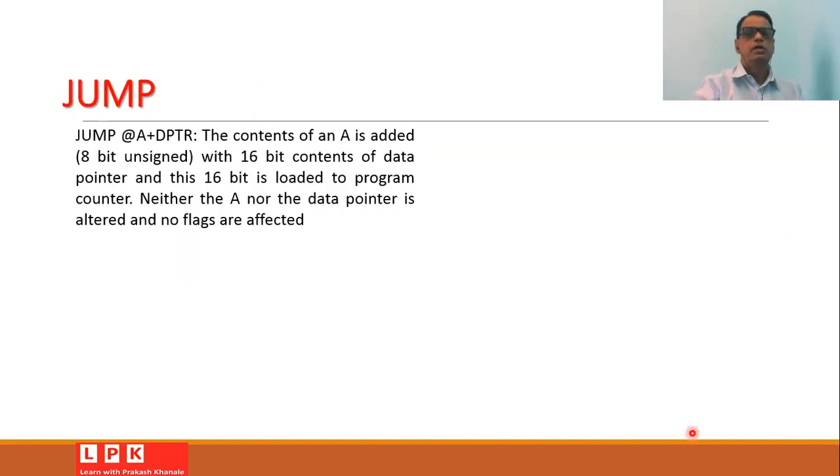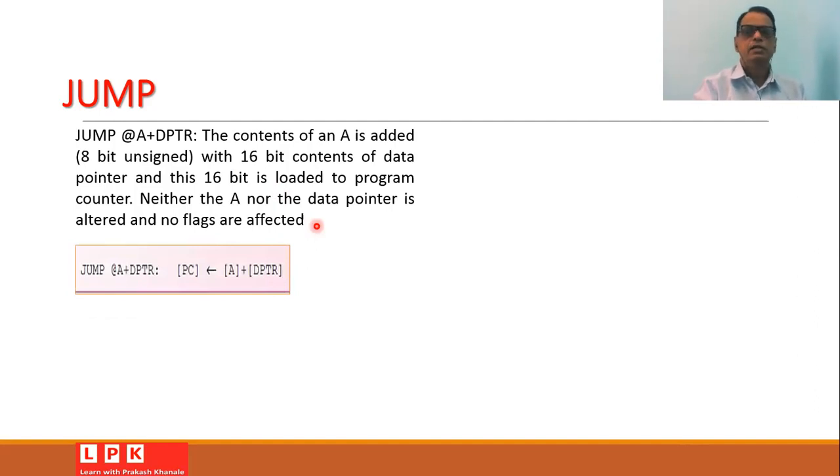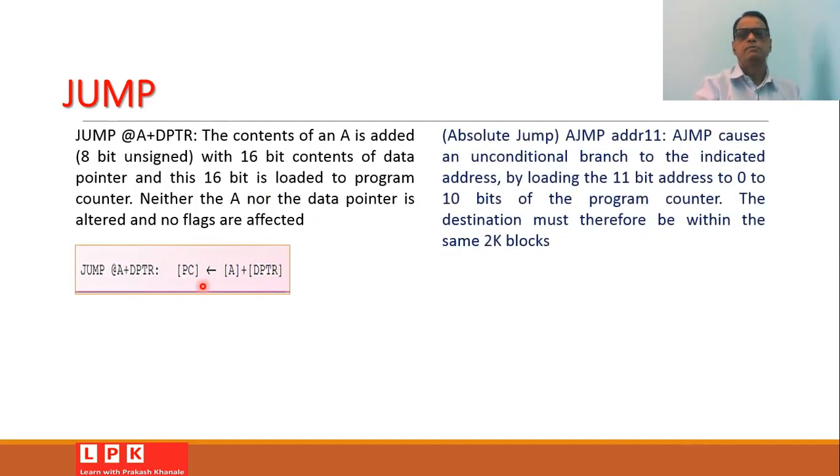Another instruction is the jump followed by @A+DPTR. That is, the content of A is added to the 16-bit content of the data pointer, and this 16-bit result is loaded into the program counter. Neither A nor the data pointer is altered, and no flags are affected by this instruction. So we can write this instruction as JMP @A+DPTR. Whatever is the content of A plus the content of DPTR will be transferred to the program counter so that the jump will take place.